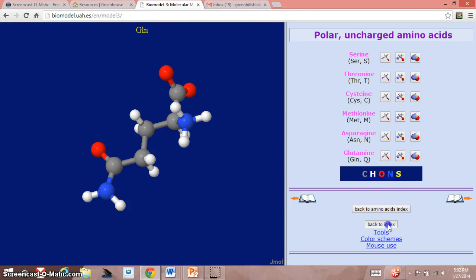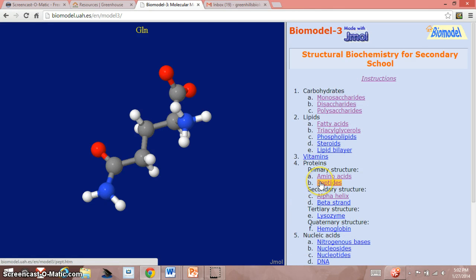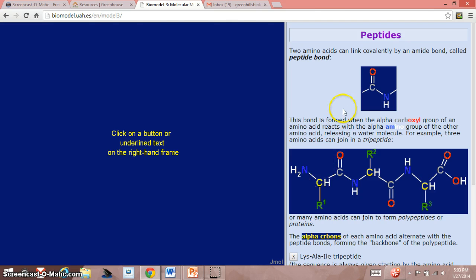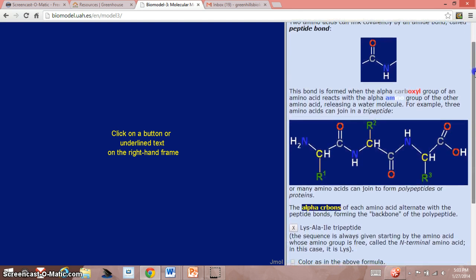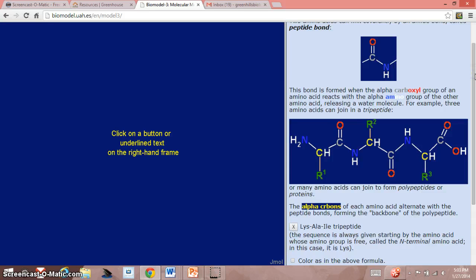Now we're going to go back to the main index, and we're going to click on peptides. And you can read this section here. Again, feel free to pause this recording so that you can read it all. Question 11 says, one peptide bond joins two adjacent amino acids. What parts of adjacent amino acids interact to form this bond?